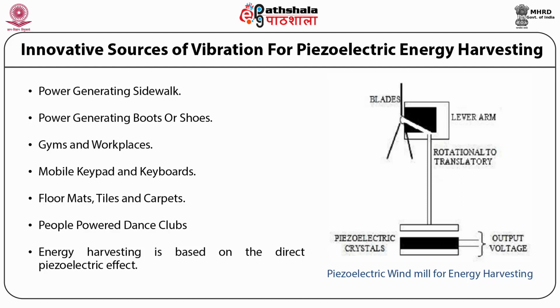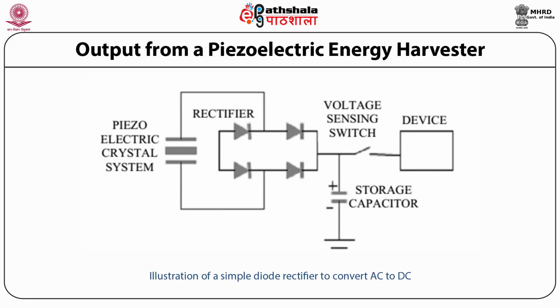Now this shows a piezoelectric windmill for energy harvesting, where the energy harvesting is based on the direct piezoelectric effect. Output from a piezoelectric energy harvester. The output from a piezoelectric crystal is an alternating signal. In order to use this voltage for low power consuming electronic devices, it has to be first converted into a DC signal. This is done with the help of an AC to DC converter as shown in this figure.